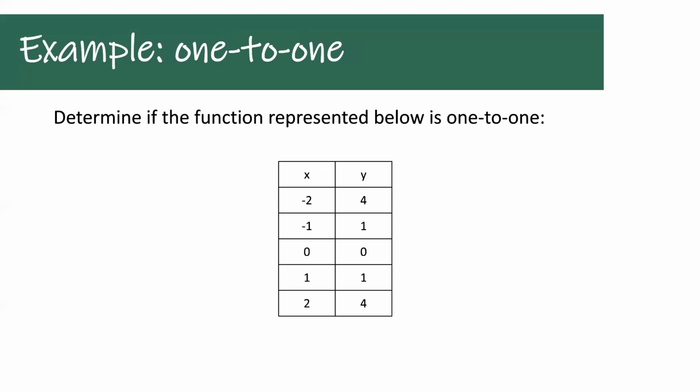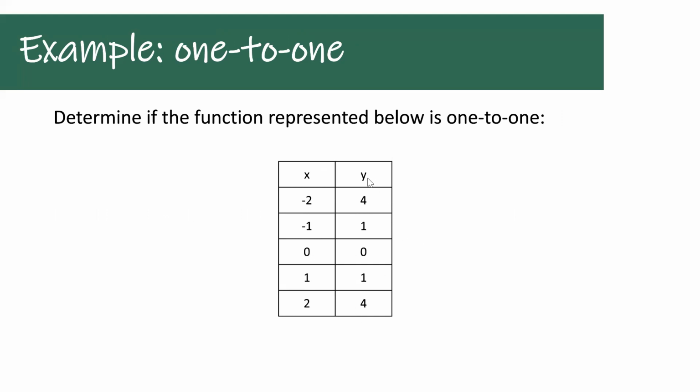So let's look at an example of one-to-one. We want to determine here if the function is one-to-one. So we want to look at each output now and see if it belongs to only one input. So 4 belongs to -2, 1 belongs to -1, 0 belongs to 0. Here we see 1 again, and we see that 1 belongs to 1. Here it belonged to -1. So that's a problem. It's not 1-to-1 because we see 1 occurring twice and it occurs with different x values. The same can be said for 4.